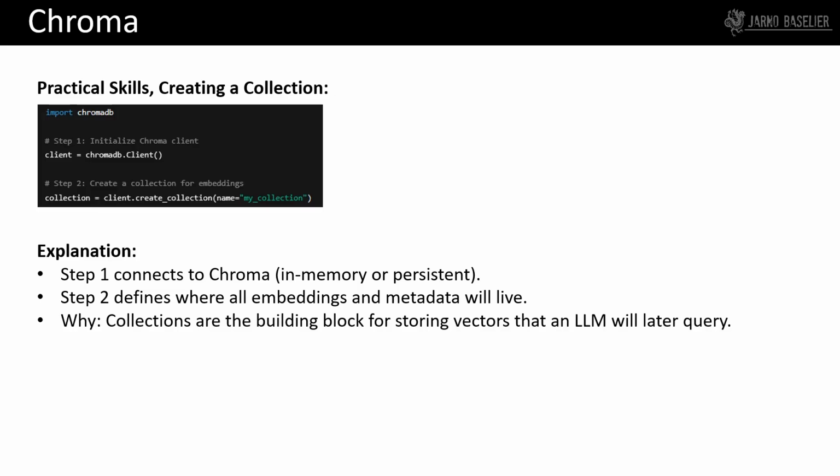Practical skills: creating a collection. Here we have an example of how we create a collection. We initialize the Chroma client and we create a collection for embeddings with client create collection. Simple as that. In the first step, we connect to Chroma, which is in memory or persistence. This is something we can choose. And in the second step, we define where all embeddings and metadata will live. Why? Collections are the building block for storing vectors, and an LLM will query those collections later on.